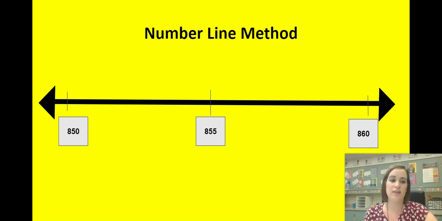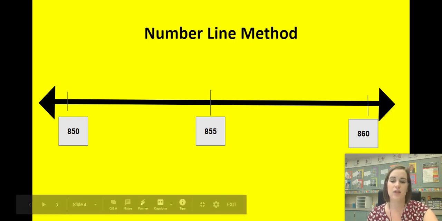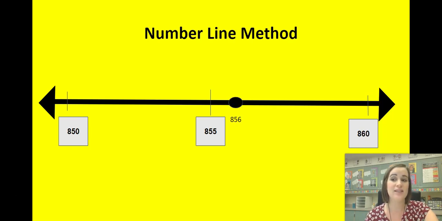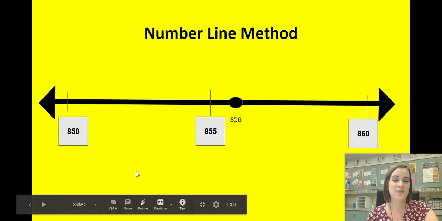So now I want to think, is the number that I am rounding closer to the lower number or to the higher number? So the lower number was 850. The higher number was 860. So first, let's put the number that we are rounding on our number line. So there it is, 856. So which number is it closer to? And you can use this halfway point to help you, okay?